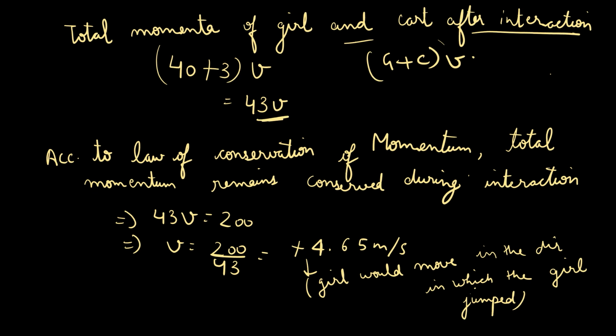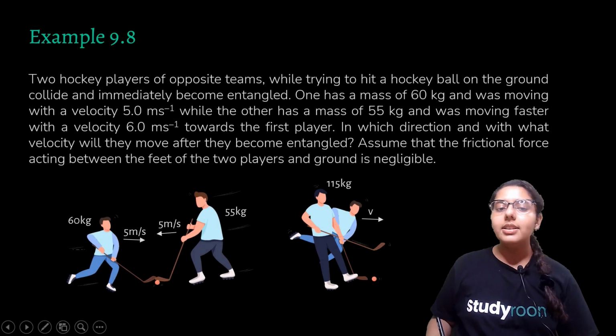So according to the law of conservation of momentum, total momentum remains conserved. Initial momentum is equal to final momentum. So 43 v is equal to 200. 200 is your initial momentum, 43 v is your final momentum. We just equated, and this is how we find that v is equal to 200 by 43, which is plus 4.65 meter per second. So now you see, in this case the velocity turns out to be positive. What does that mean? That the girl would move in the direction in which she has jumped.